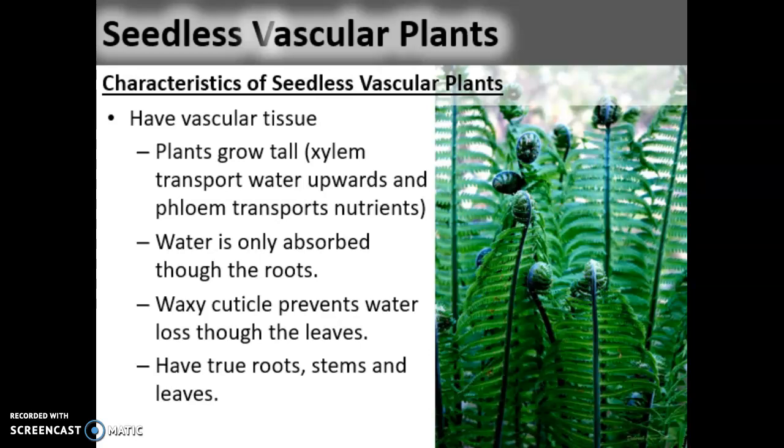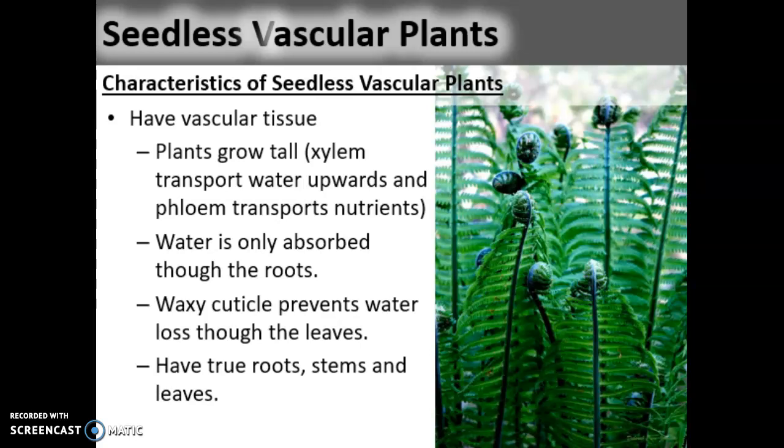Hi everybody, today's lesson is on seedless vascular plants, or ferns. The main characteristic these plants have in common is that they have vascular tissue. If we recall, last week we talked about moss, which are non-vascular plants because they don't have vascular tissue, and that means moss always has to stay very, very small, only a few centimeters high as far as they can grow. But ferns can grow much taller.